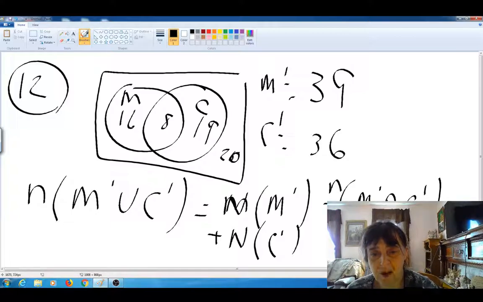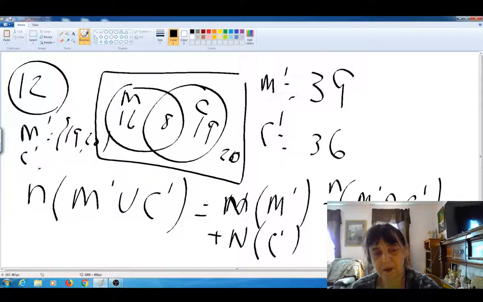Okay, M prime is 19, 20. C prime, okay, both of them will have 20. So you have to subtract the 20. So you'll have 39 plus 36 minus 20. 39 plus 36 minus 20 is 55.